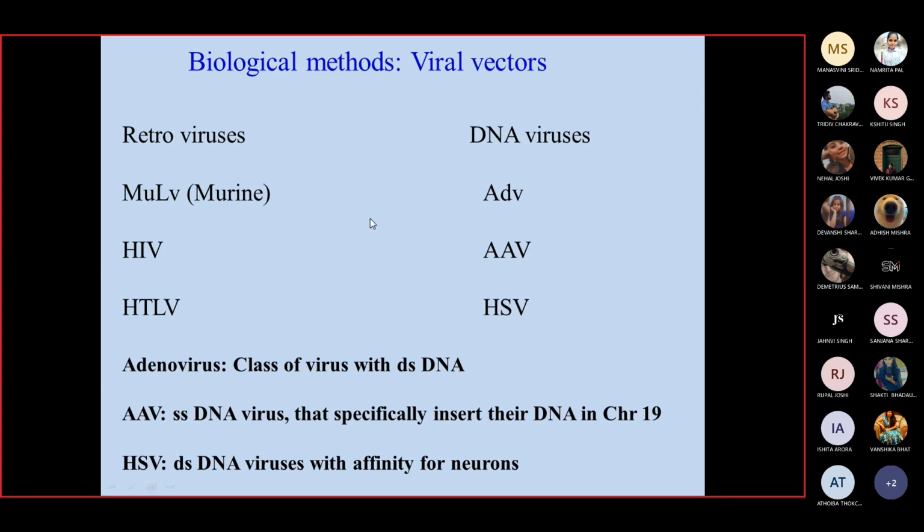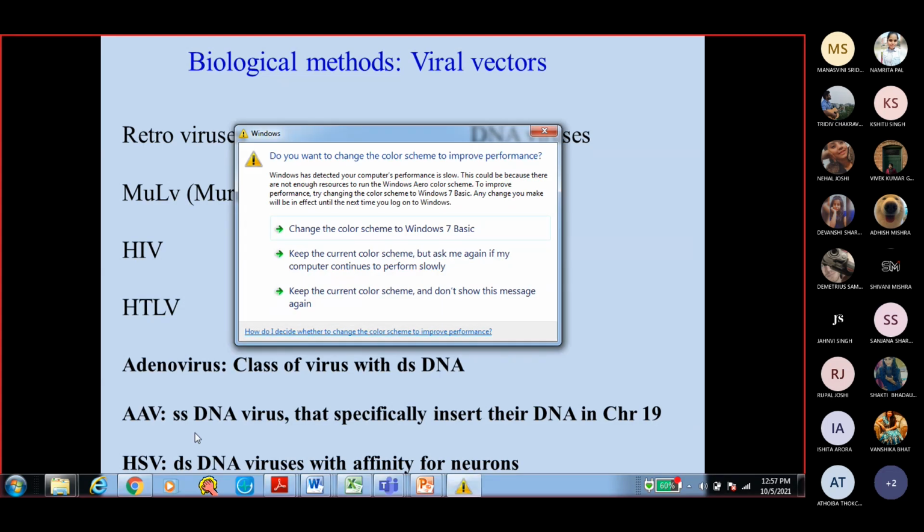Okay, each of these has specific properties. For example, adeno-associated viruses are single-stranded DNA viruses that specifically insert their DNA into chromosome 19. Okay, so it seems to have a special affinity for chromosome 19. Okay, and herpes simplex virus is a double-stranded DNA virus with affinity for neurons, not for any other cell type, right? So it can be used to transfer genes into neurons.